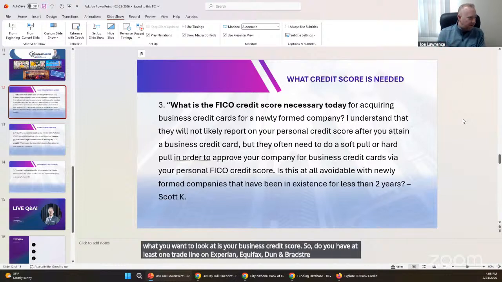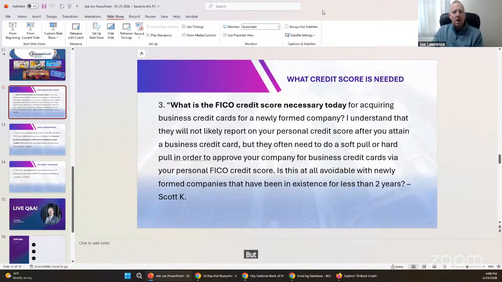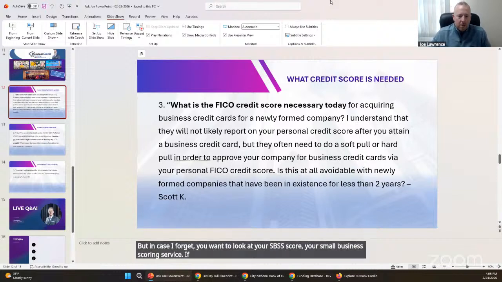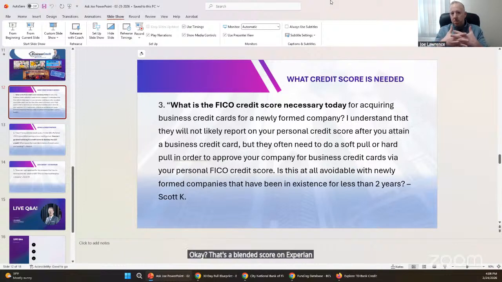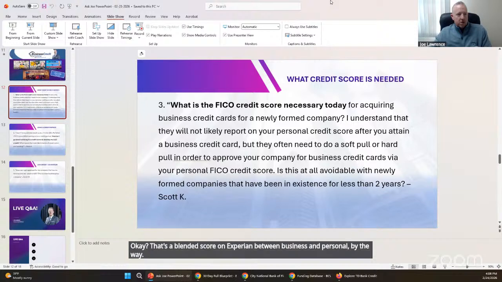And then if we even go further, in case I forget, you want to look at your SBSS score, your small business scoring service. If you have an account with Nav, like we use the Nav Prime account, it monitors and tracks our business credit scores. It boosts up our business credit scores. They give you the SBSS score, and you want to have that be above 175. That's a blended score on Experian between business and personal, by the way. Okay. So that's the quick answer.